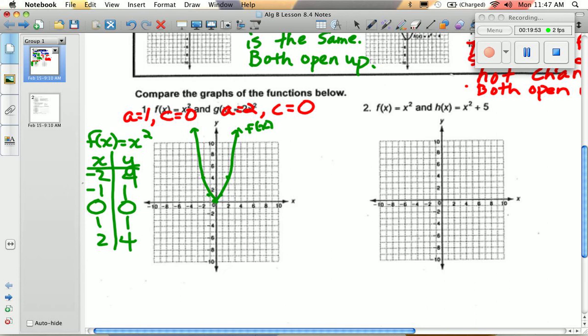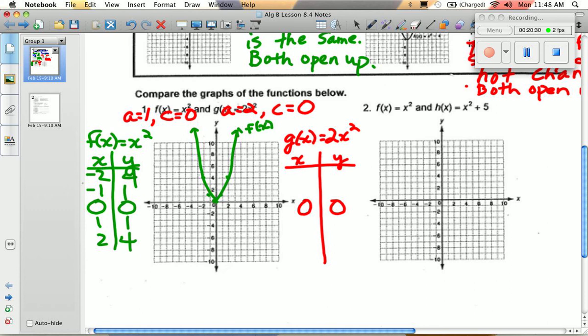Okay, now let's make our g of x, which is 2x squared. Remember, whenever b is equal to 0, we know that the vertex is the y-intercept. And when we have c equal to 0, the y-intercept is 0. So whenever there's not a b or a c value, in other words, they're 0, the graph is always going to have the origin as its vertex. So we can put that in the middle of our table again.